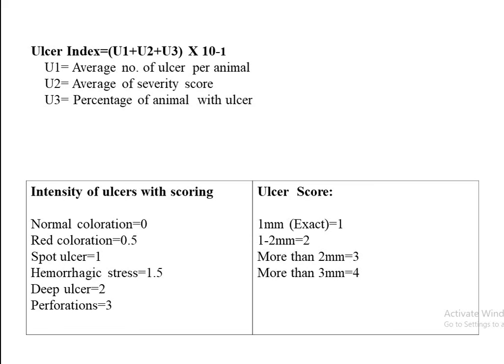Here the scoring of ulcers will be done on intensity. If the coloration is normal, we score 0. For red coloration, the score is 0.5. These are the various points you can note from here. For the ulcer score, if the ulcer is exactly 1 mm, we give a score of 1. If it lies between 1 and 2, we score 2. If it is more than 2, we score 3, and more than 3 is 4. So the ulcer score will be a maximum of 4.